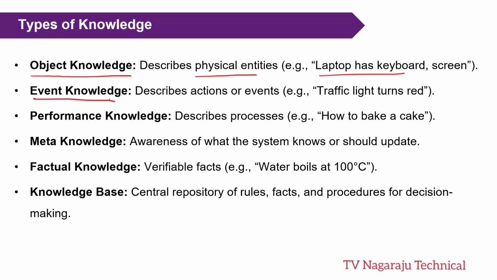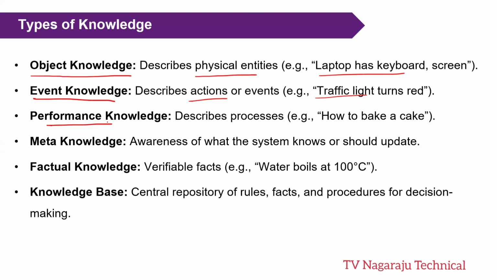Now, event knowledge. Event knowledge means the knowledge about actions or events. For example, a traffic light turns red, or a user clicks a button. Based on this clicking of the button, the AI understands what the cause is and what the effect is.